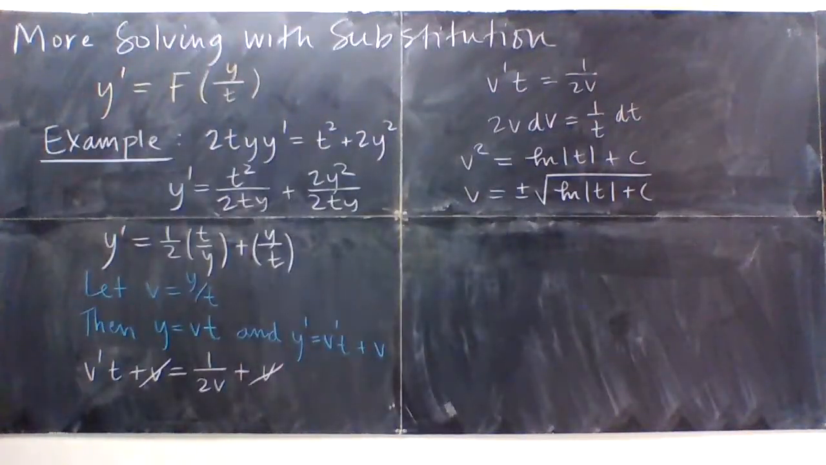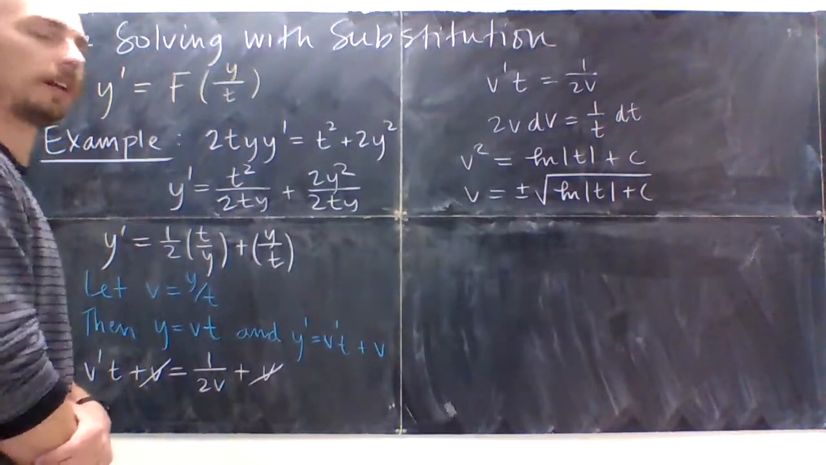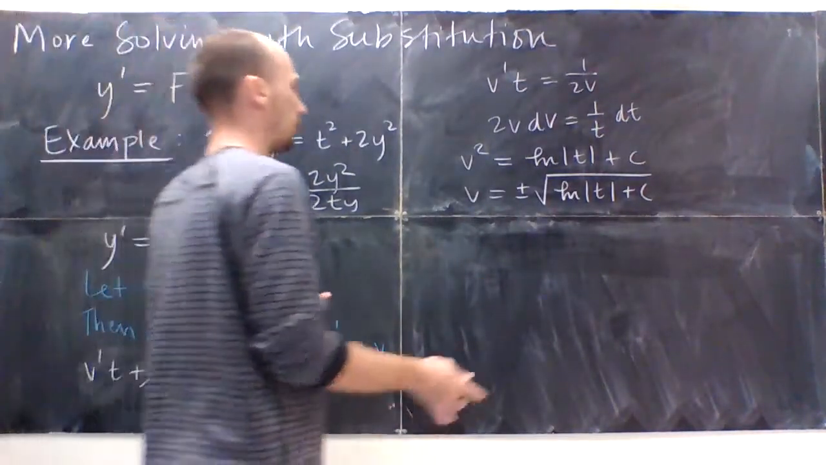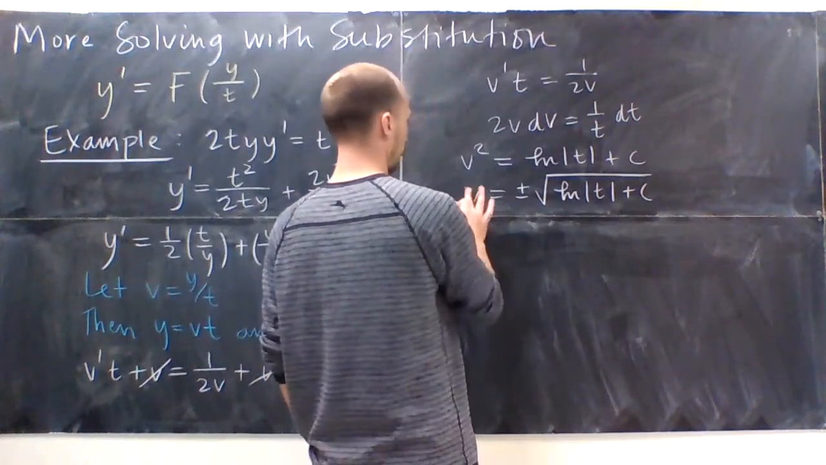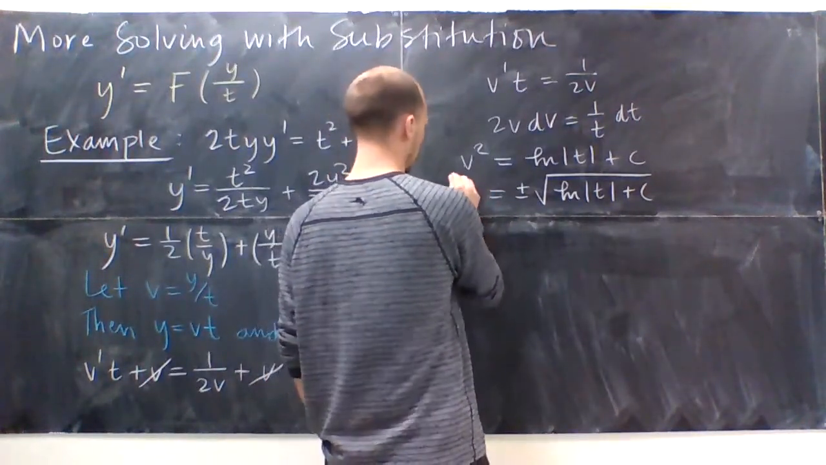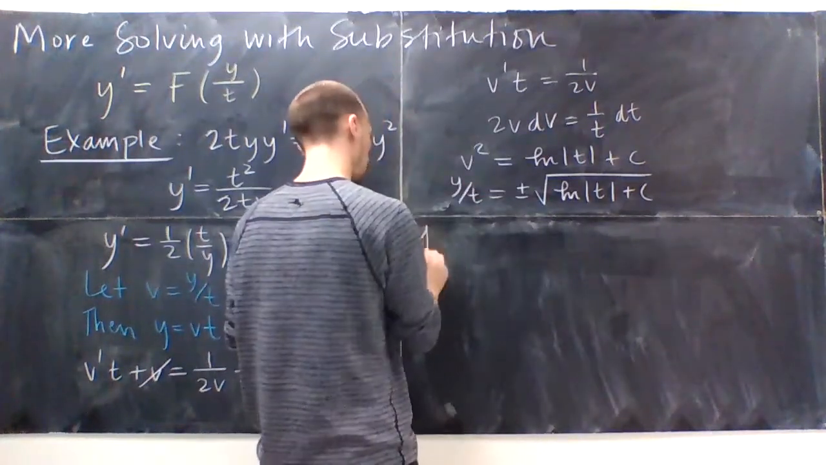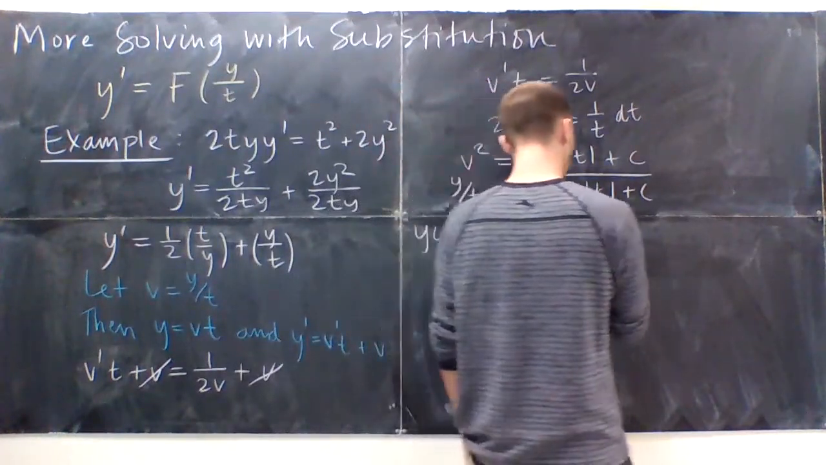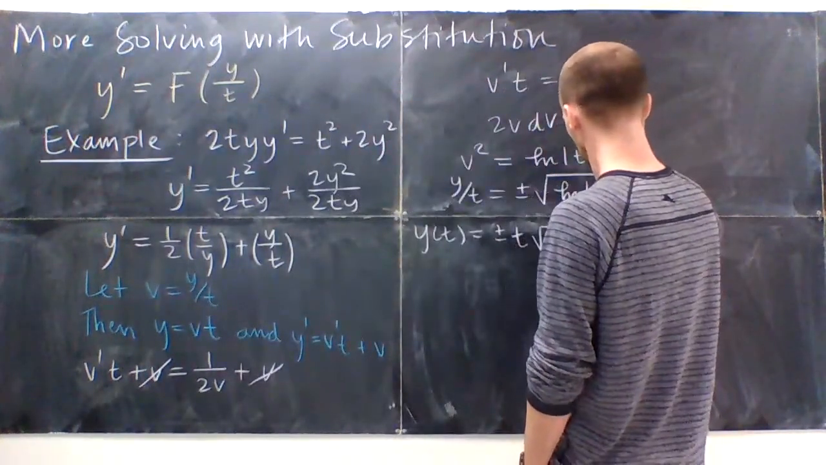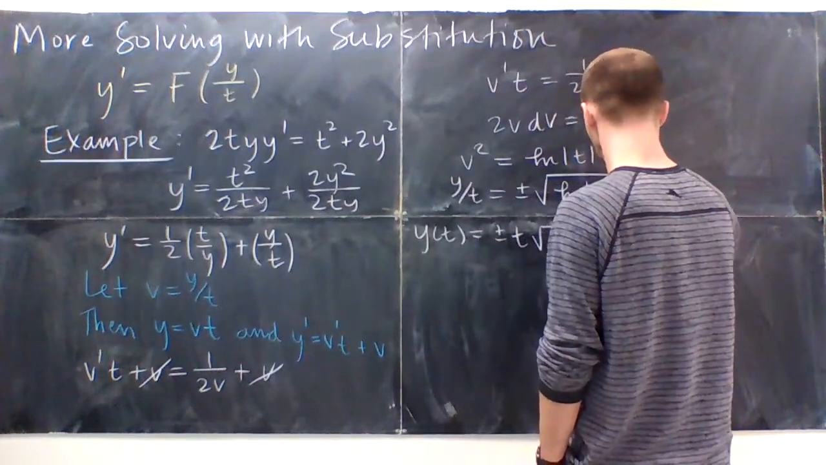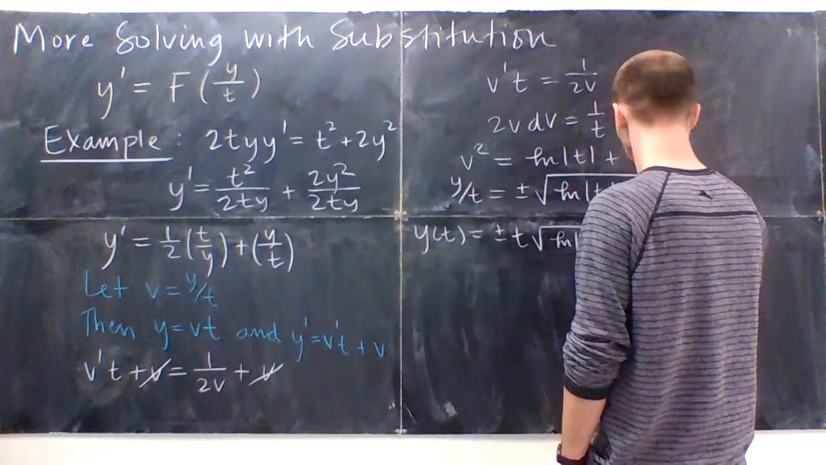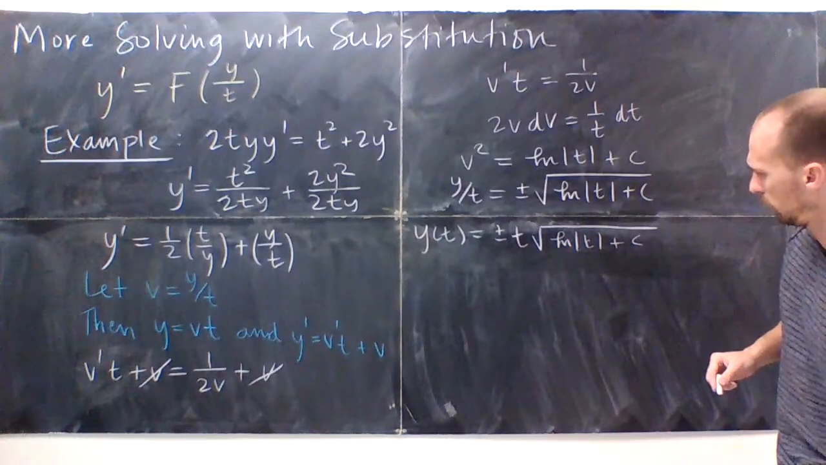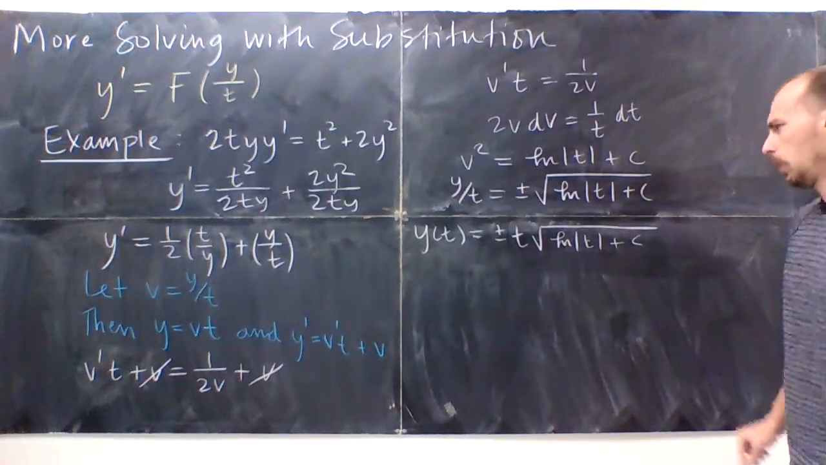Suppose we have, oh, wait a second. I have not taken this all the way. I've got v in terms of t, but v is not y, right? v is equal to y over t. So I'll go here. So then y of t is going to be plus or minus t square root of natural log absolute value of t plus c. Okay, that plus or minus t in there I think is going to be interesting.